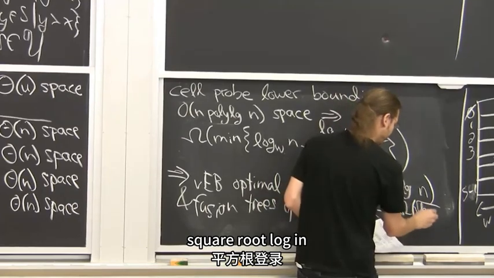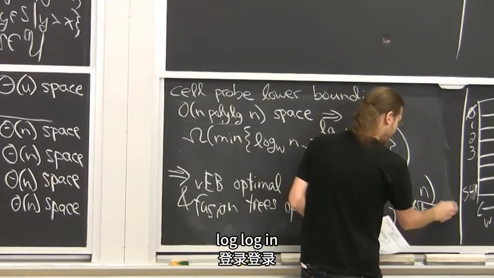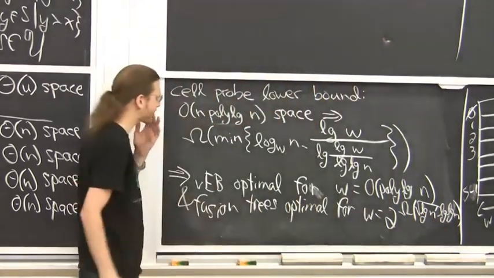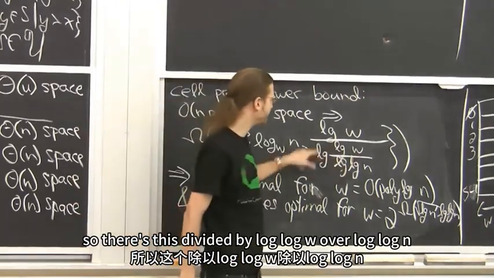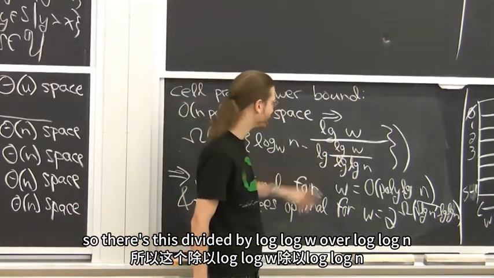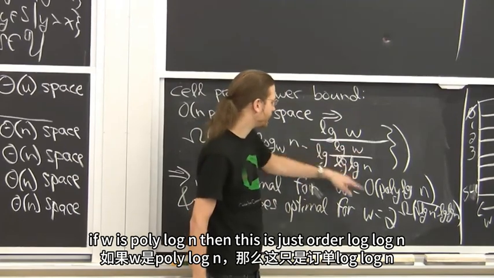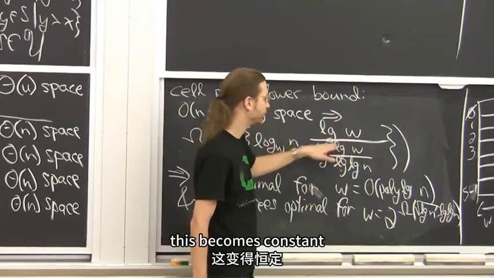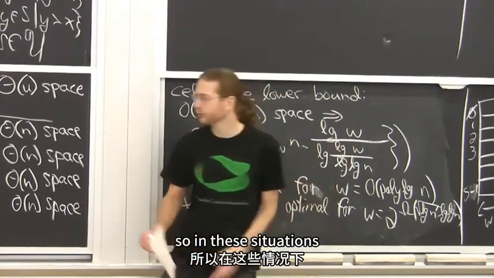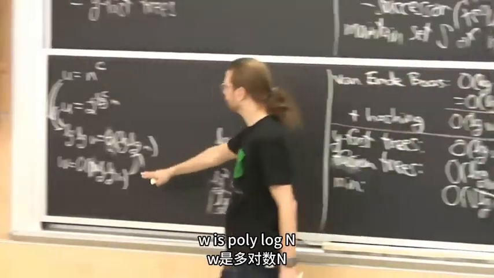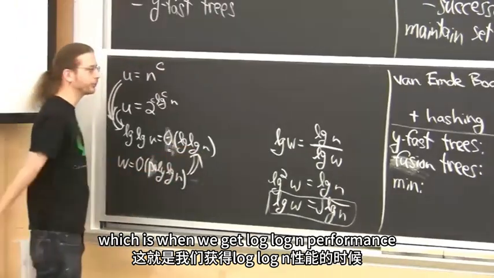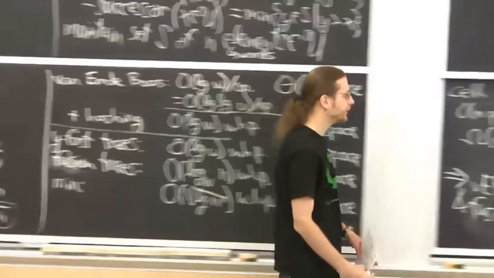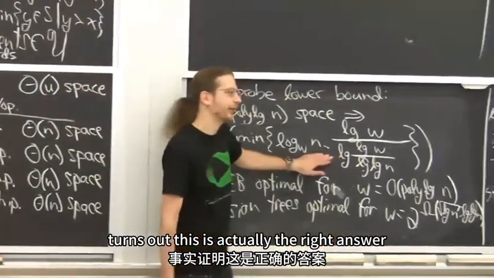Square root log n, log n. Okay, a little messy. So there's this divided by log of log W over log n. If W is polylog n, then this is just order log n, and so this cancels. This becomes constant. So in these situations, which are the ones I mentioned over here, W is polylog n, which is when we get log n performance, and that's the case we care about. Van Emde Boas is the best thing to do. Turns out this is actually the right answer.